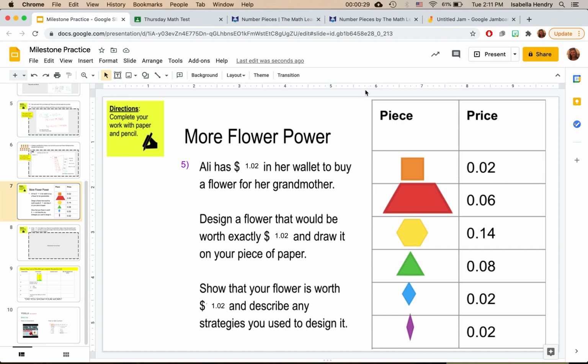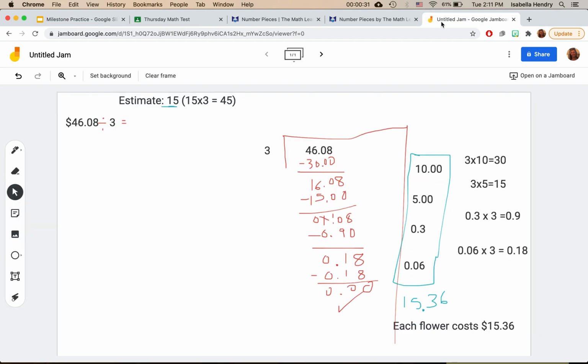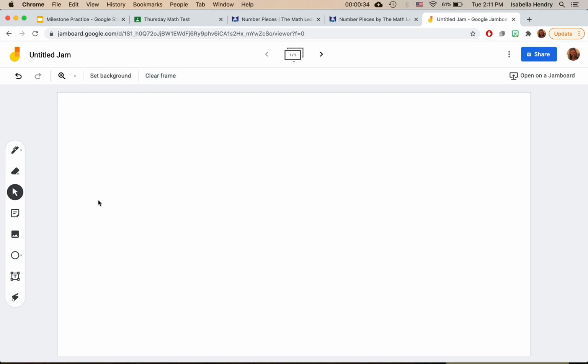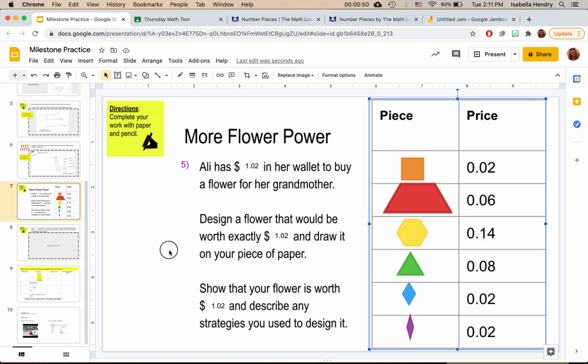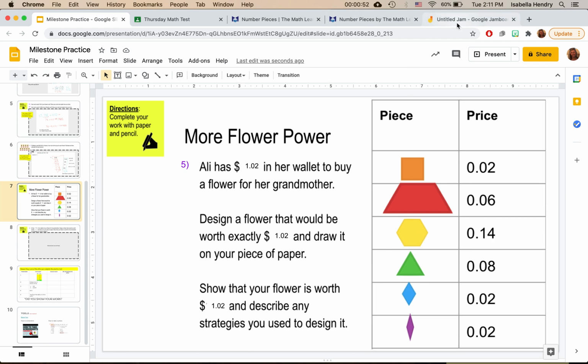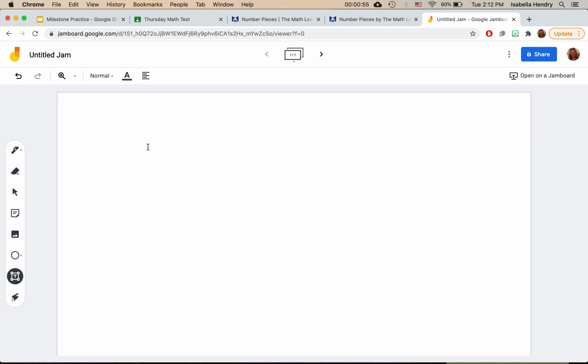I'm trying to think how I'm going to do this because I don't have, well, I guess I can draw on my Jamboard. Here we go. So you can do this any type of way you want. I don't have all the fancy shapes you guys do, so I'm going to have to get a little creative. But let's say that I know it needs to be exactly $1. So I'm going to think, okay, I want to start with some big things to kind of get me to a big number. So maybe I'll do some hexagons first. So let's say I did 5 hexagons.